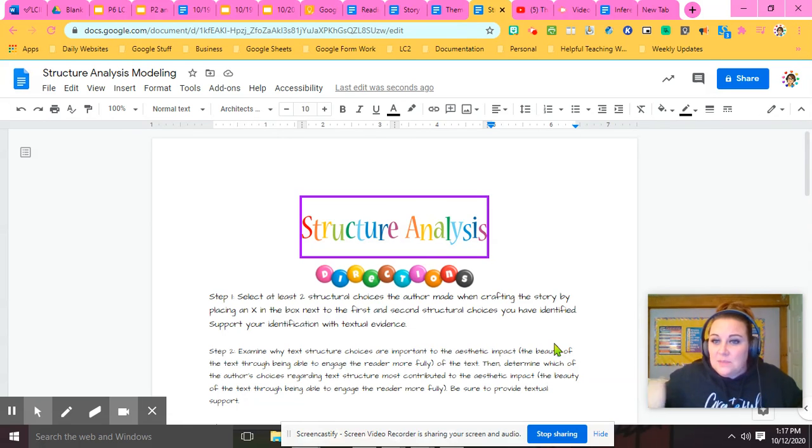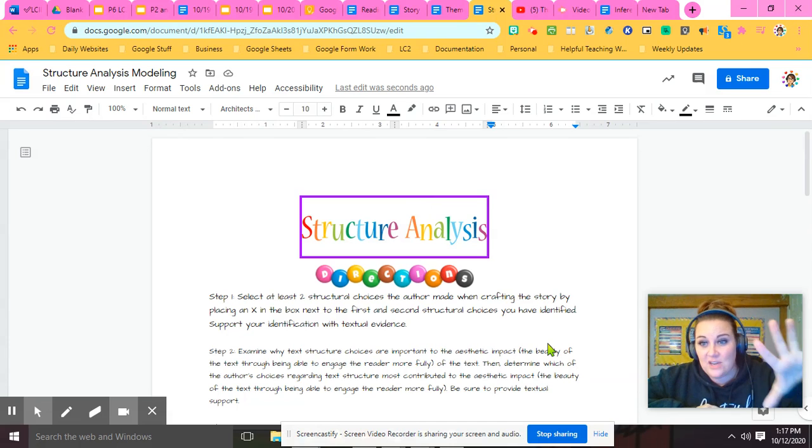Okay, so please, please, please do your best. I know structural analysis can be hard, but really you just have to identify what structural choice the author made, and then defend your answer after you say, this is the one that was the most important to making the text most successful overall and finding the true beauty or the aesthetic impact of the text.